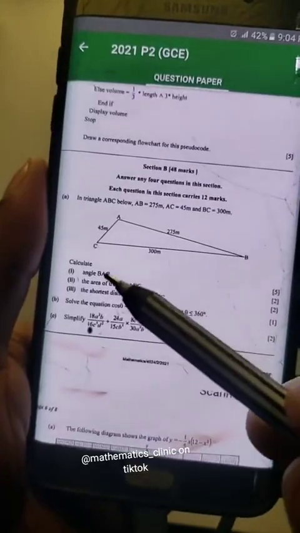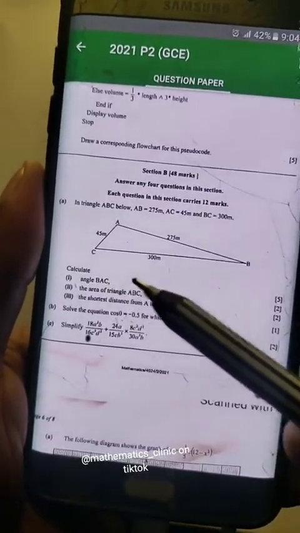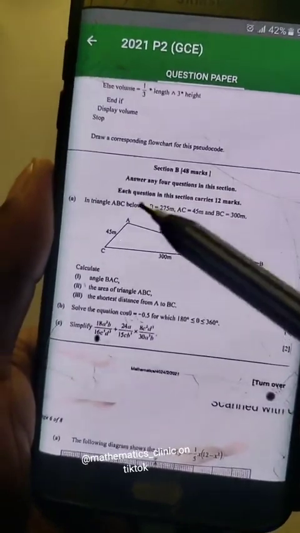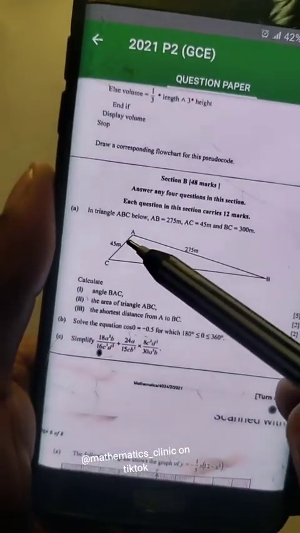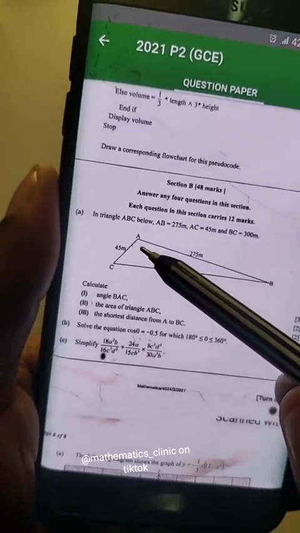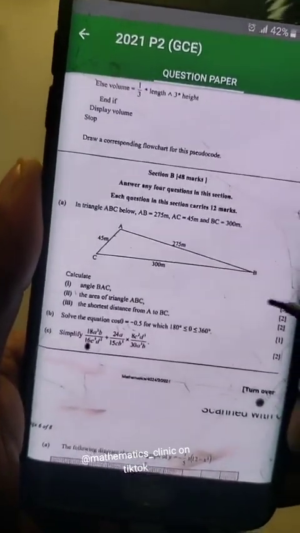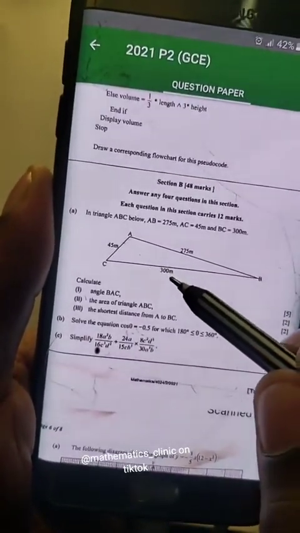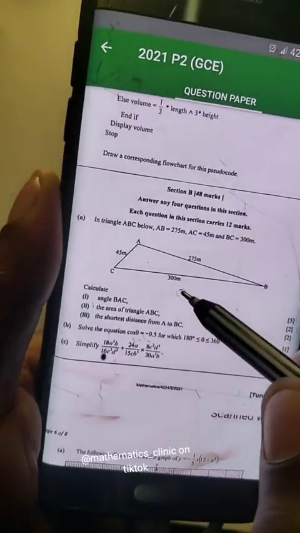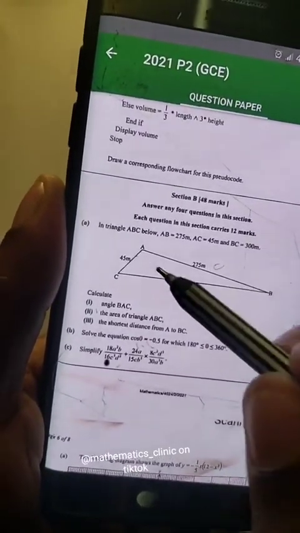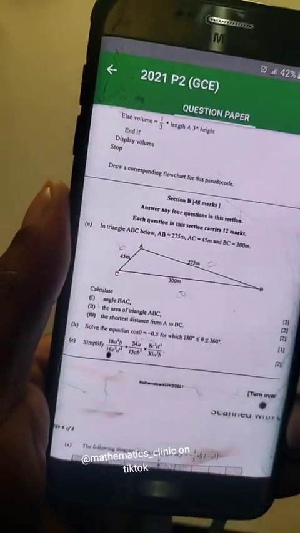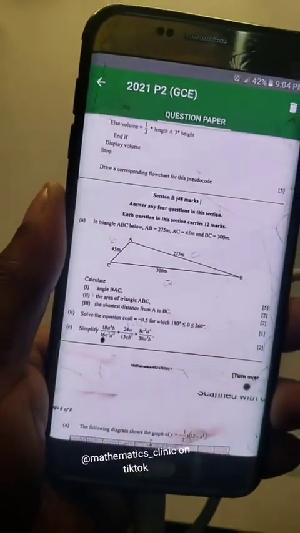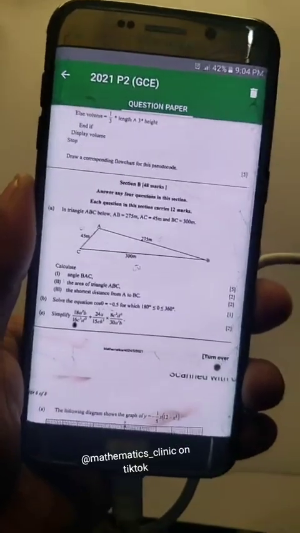Which angle are we finding? They say calculate angle BAC. So BAC is this angle right here. If we are finding that angle, that means each side is this. Small a is this one, small c is that one, and small b is that. That's how it is. So we're going to use cosine rule.